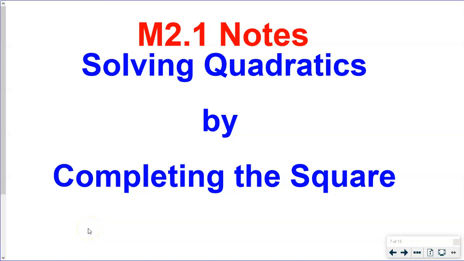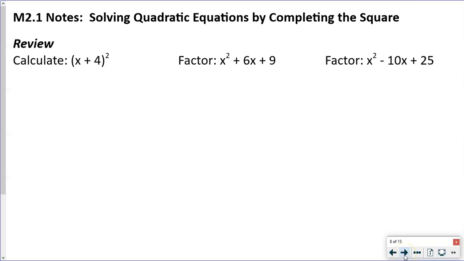So in the lesson today, we're going to go over solving quadratics by completing the square. And this is something that you guys were taught in Algebra 1 and also used in geometry last year. So the first thing I want to do is calculate x plus 4 squared.